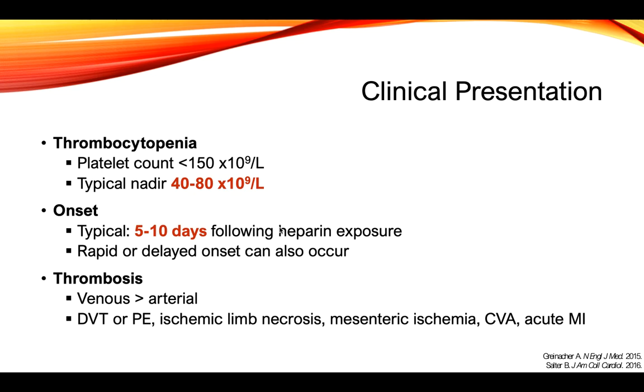About 50% of patients with heparin-induced thrombocytopenia will develop thrombosis. Most commonly, this is venous in the form of a DVT or a PE, although arterial thromboembolic events can also occur.